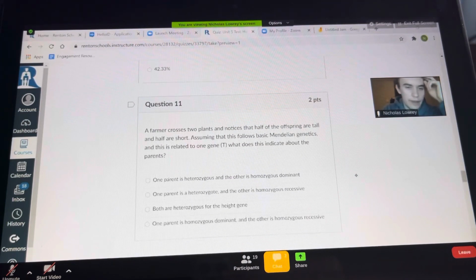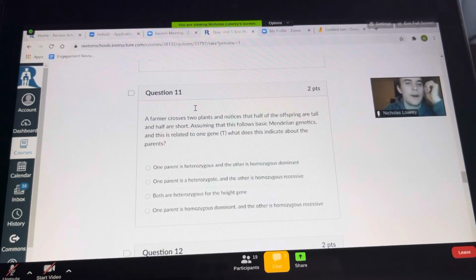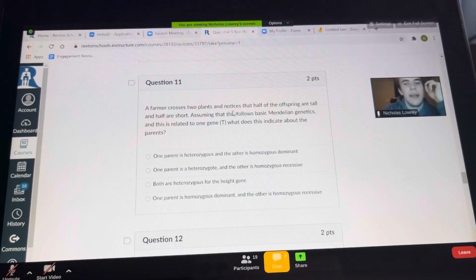So 11, it says a farmer crosses 2 plants and notices that half of the offspring are tall and half are short. Assuming that this follows basic Mendelian genetics and is related to one gene, what does this indicate about the parents? So we're doing a cross, and you find that half are tall and half are short. So one way that you could, well, probably the best way to do it.